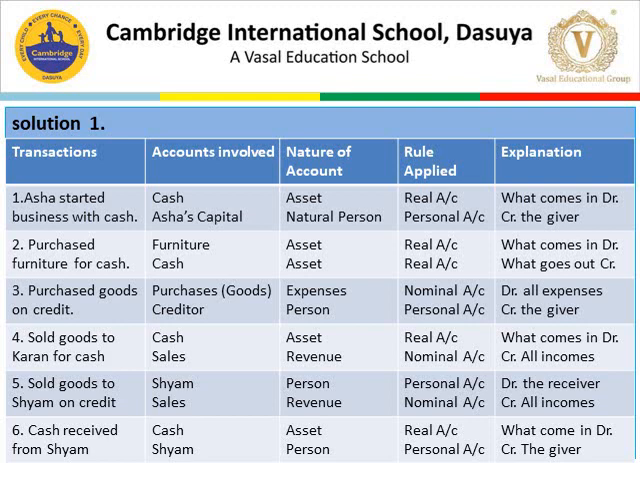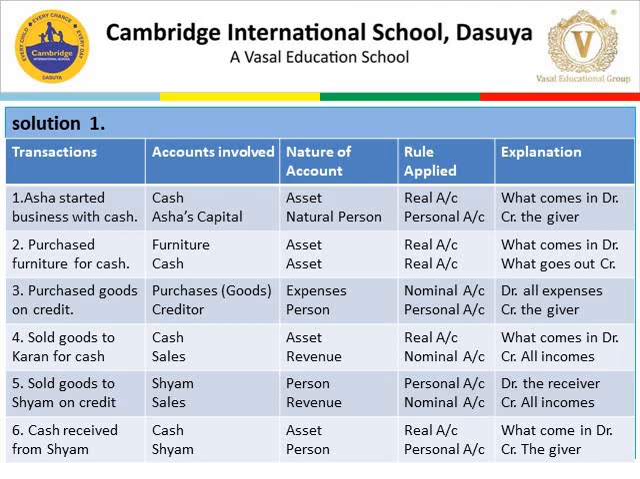Now nature of account, cash is an asset and capital is Asha's capital, so natural person. Asha is a natural person, so amount is invested by Asha, so it's natural person. Rule applied is for assets, real account, for person, personal account. Explanation is real account what comes in, debit, and personal account credit the giver. So hope you understand the first transaction, how we have solved this transaction.